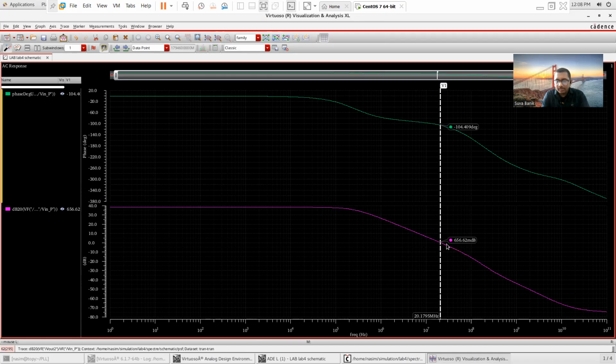At that point, I should look at my phase. Then I have to find the difference between this value and 180. So I can find 76 degree. 180 minus this value is, I think, 76 degree. So my target was to get phase margin greater than 60 degree. I achieved both of these conditions.